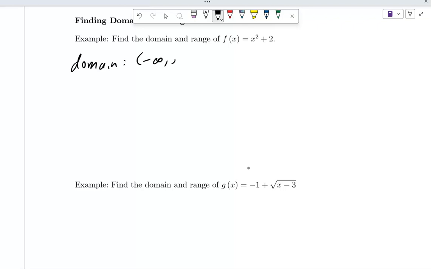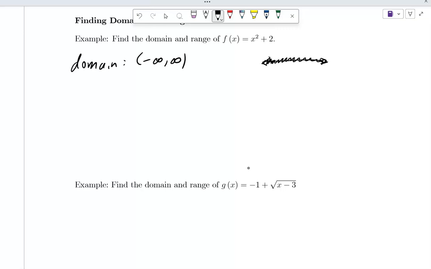When I want to describe all real numbers in interval notation, I think about it graphically in terms of a number line. I can go as far as I want to the left and as far as I want to the right, right? If I shade all that in, your left-hand side would go off to negative infinity. Your right-hand side would go off to positive infinity.